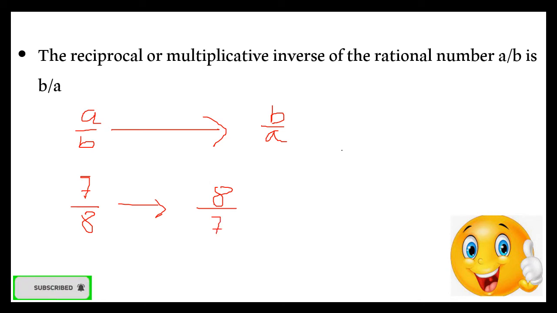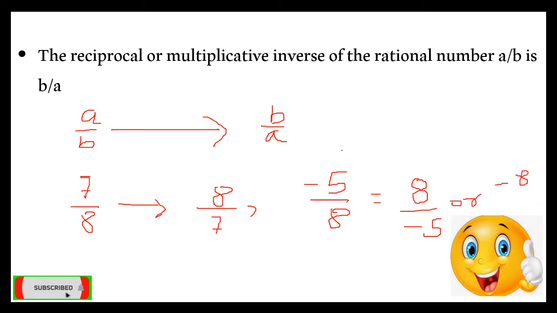If you have a rational number that is minus 5 upon 8, what is the reciprocal or multiplicative inverse? It's 8 upon minus 5, or you can say minus 8 upon 5. This is what you write. So this is what we understand from the multiplicative inverse of the rational number, where we make the numerator the denominator and the denominator the numerator.